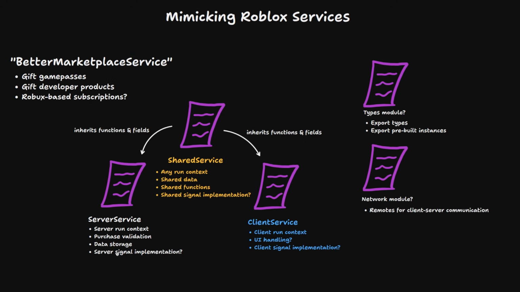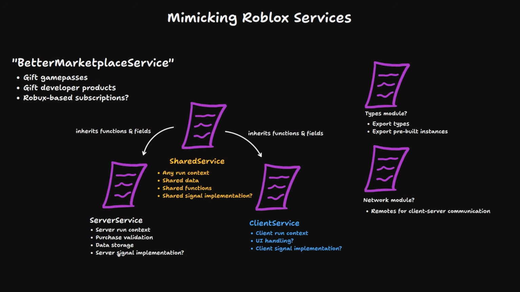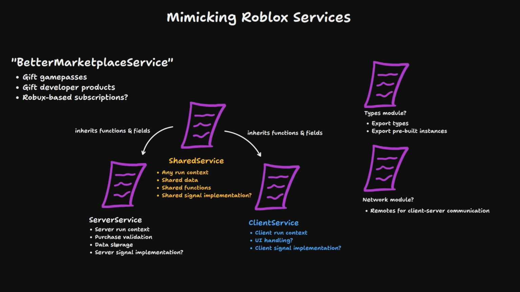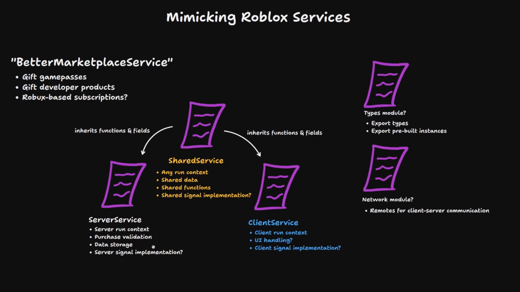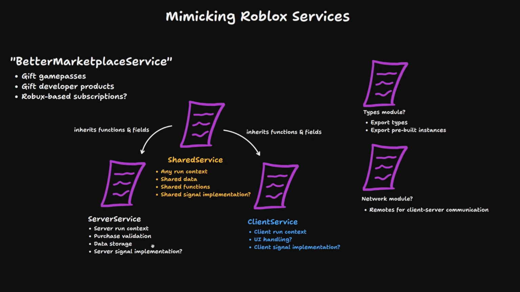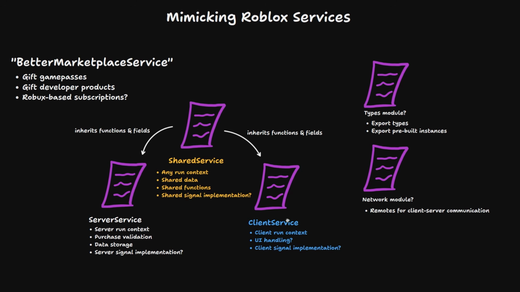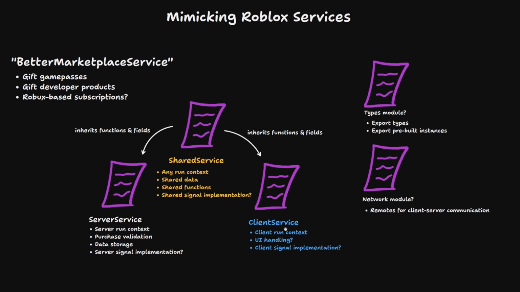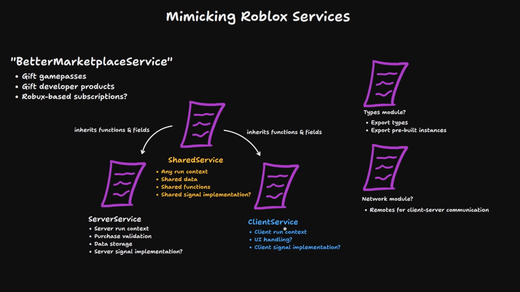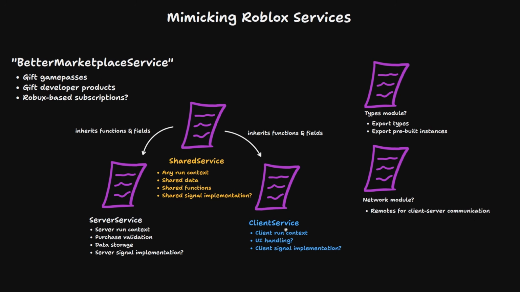Now, the server service in this example is going to be responsible for things like your data storage and data store logic, purchase or receipt processing and validation, and just general authority over gameplay decisions. On the other hand, your client service is going to be responsible for maybe user interface handling, maybe client-sided feedback, sending client information or state to the server. That's what you're going to be using your client service for.